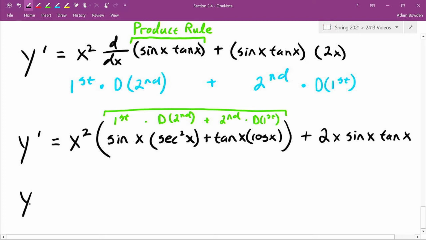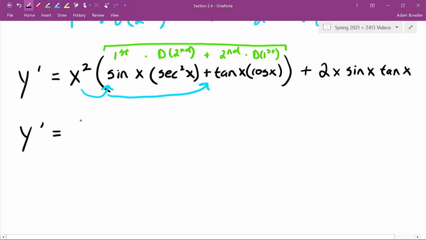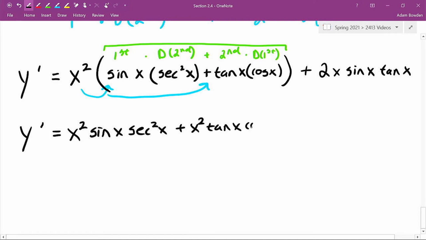Okay, lots of things to do now at this point. Let's distribute this x squared here into the parentheses. So what we'll have then is x squared sine x secant squared x plus x squared tangent x cosine x plus 2x sine x tangent x.